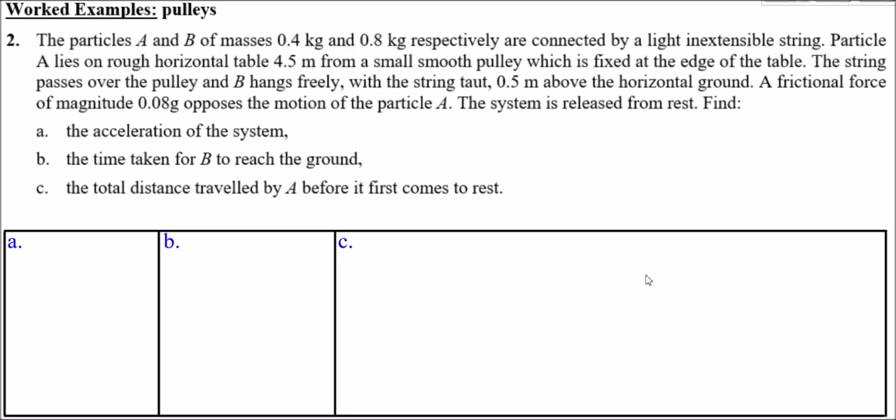So here we are. We've got particles A and B, masses 0.4 and 0.8 kilograms respectively, connected by a light, inextensible string. So again, A lies on a rough table with a smooth pulley which is fixed at the edge. The string passes over the pulley and B hangs freely. So B is hanging and A is on the table. So again, it's a similar sort of setup to question 1. So I'm just going to sketch on here what's going on.